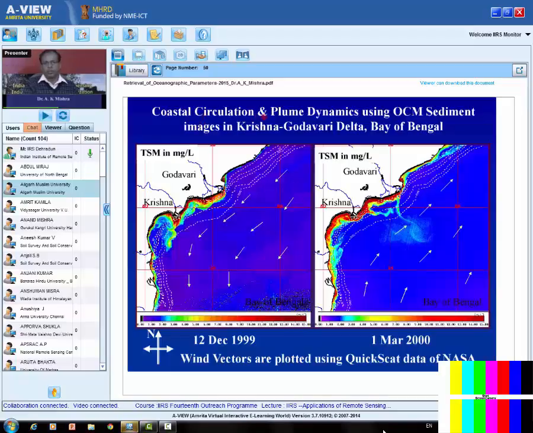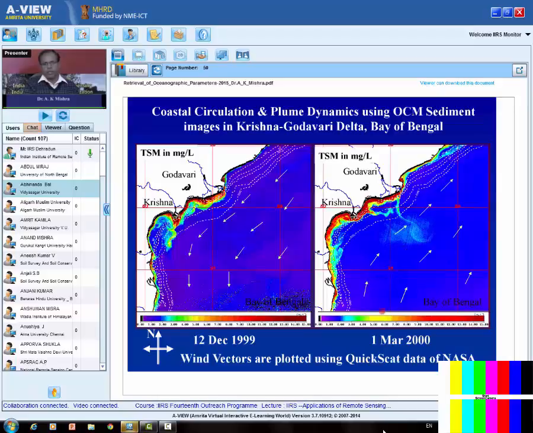And this is the coastal circulation and plume dynamics using ocean sediment images in Krishna Godavari Delta, Bay of Bengal. This study is carried out at SAC Ahmedabad, and the wind vectors are plotted using QuikSCAT data of NASA. So you can see here the wind is coming from the northeast direction and towards south, and the wind-generated ocean currents push the sediment plume along the wind direction southward.